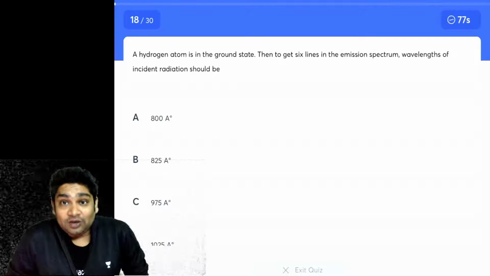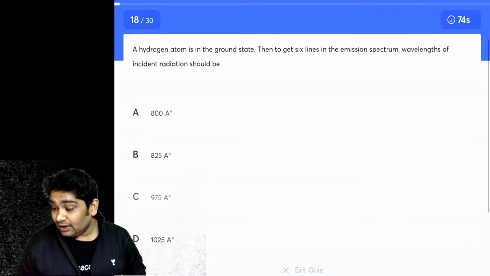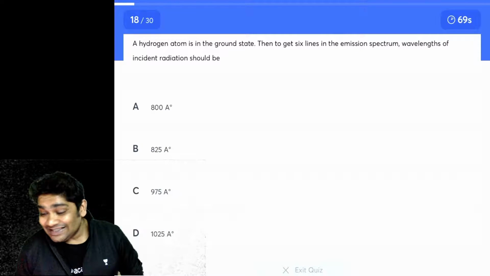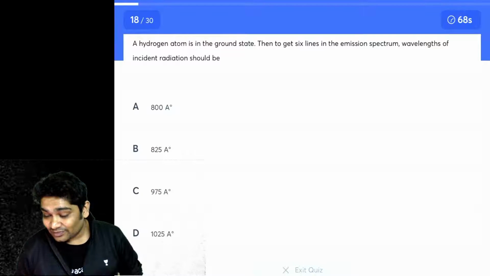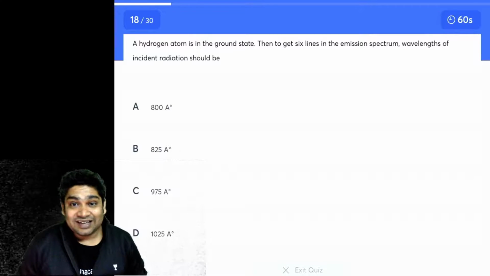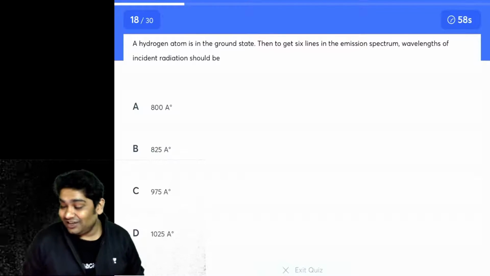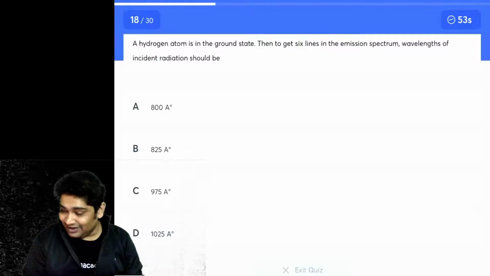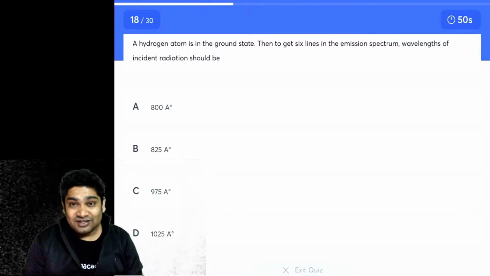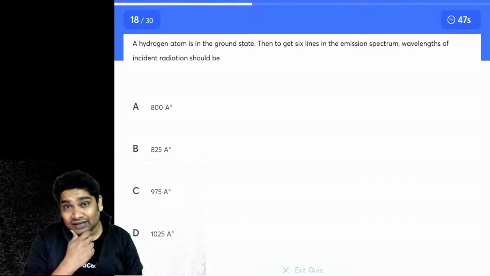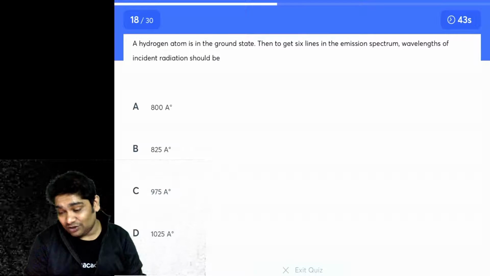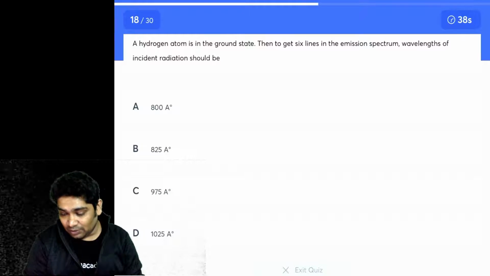The next question says a hydrogen atom is in the ground state. To get 6 lines of emission spectrum, the wavelength of the incident radiation should be: 800 angstrom, 825 angstrom, 975 angstrom, or 1025 angstrom? A very tricky kind of question. Try and answer this. Here you will have to remember data. They should have given you some data, the conversions. If you remember the data, then you should be fine. Otherwise, this may be a problem.